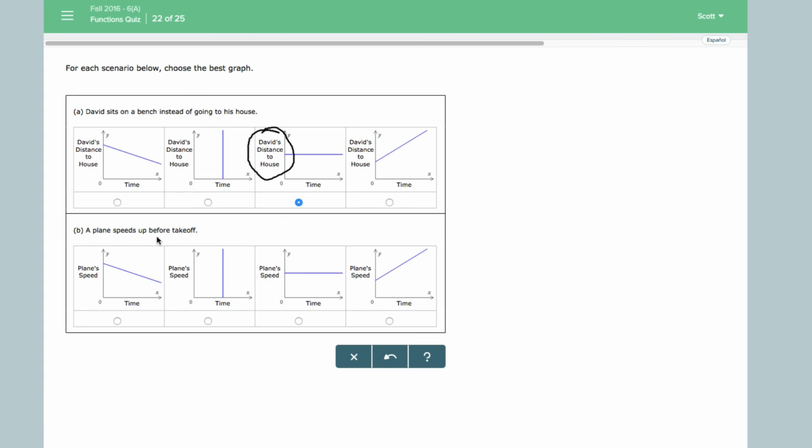Now, a plane speeds up before takeoff. So we look at the y-intercept. Always stop and look at the intercepts. That's time and the speed. X is almost always time. So the speed, it's starting slow and it's getting faster. So the speed is low and it's going up. So kind of like this one right here. The speed is slow and it's speeding up as time goes on.